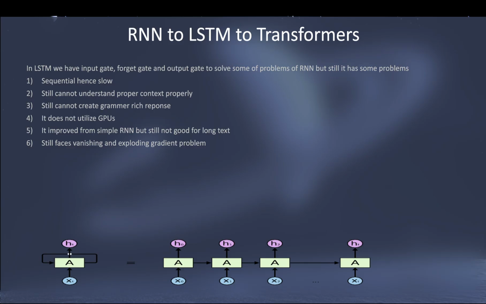It still faces the vanishing and exploding gradient problem, because we have just introduced gates here so that it can retain important words for a longer period, but it cannot avoid this problem because we have not done anything to solve it, right? This is the basic RNN structure at the bottom, and it is recursive, like the name says.